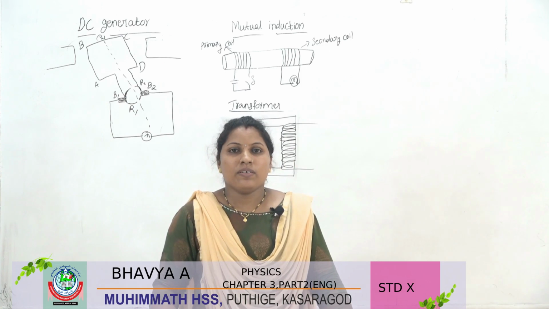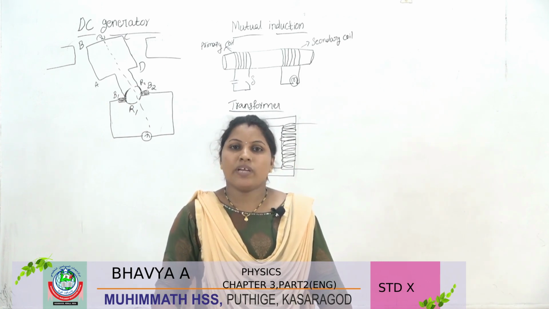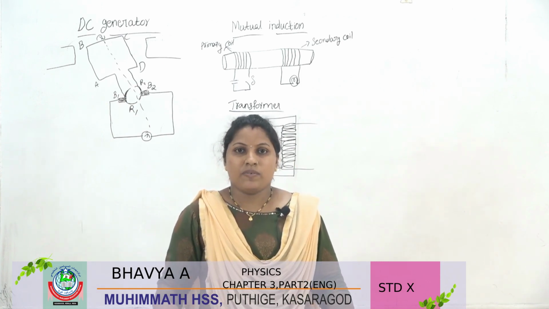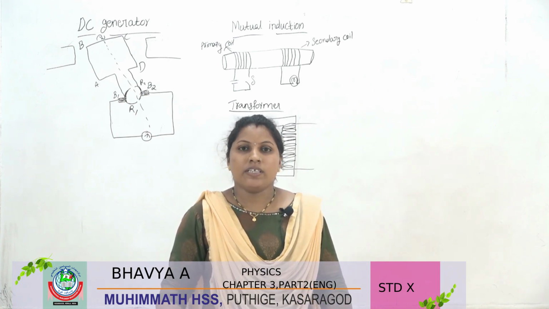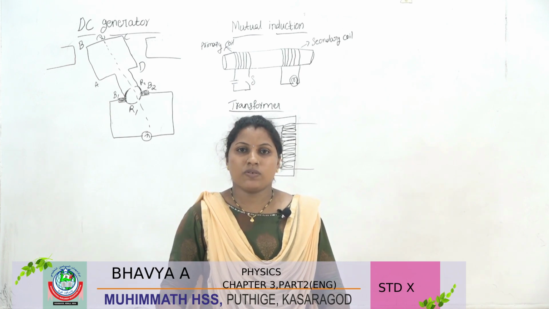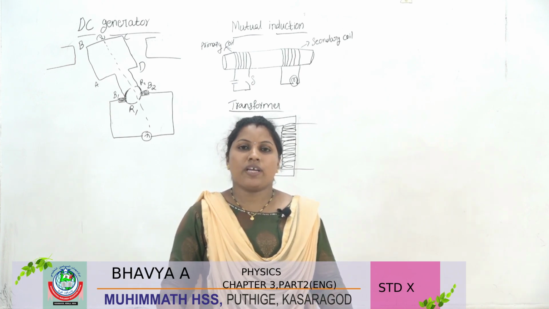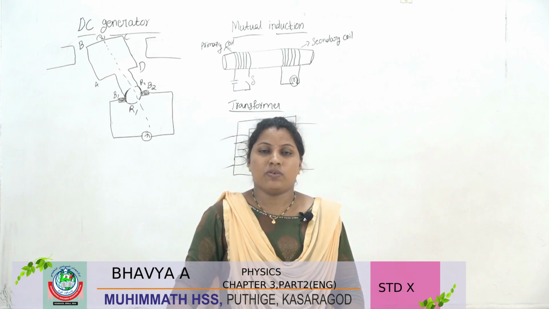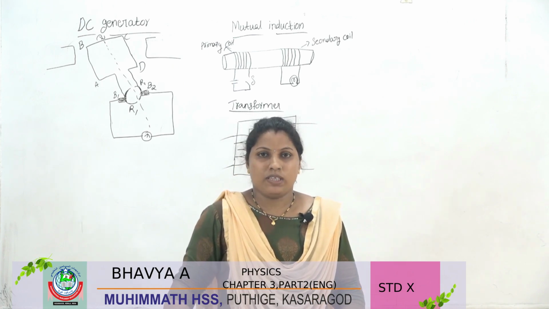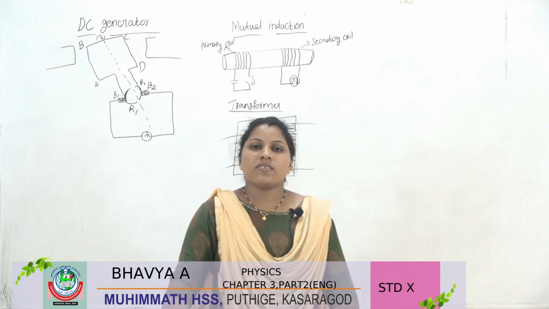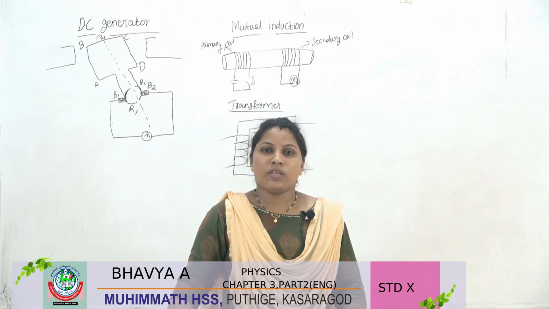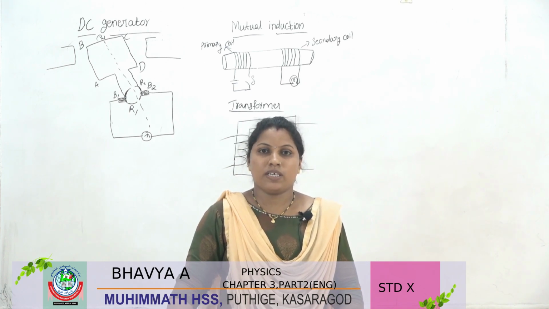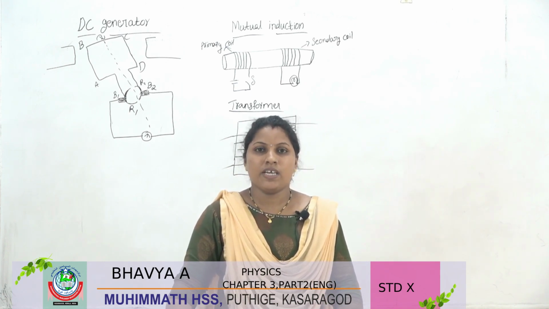We studied about the AC generator in the previous class. We have studied the AC generator parts also. In that, the armature rotates, so the direction of current changes two times for every one rotation. That was studied. Today we are discussing a DC generator. The DC generator is similar to the AC generator, but here the current is direct current, DC.